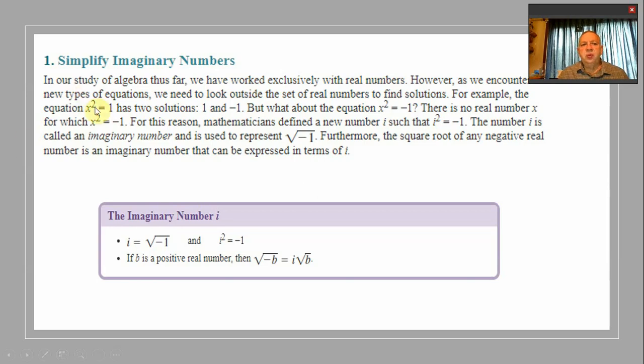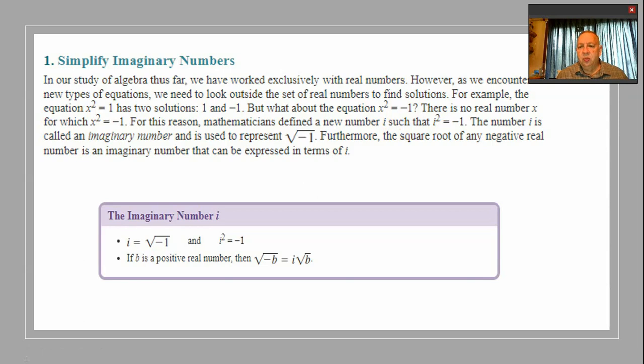Remember when we had x squared equal to 1 and we took the square root of both sides? We had two solutions of that, 1 and -1. But what if I've got the equation x squared is equal to -1? There's no real number x for which if I square it, I'm going to get -1. 1 squared would be +1, -1 squared would be +1. So I don't have any real number solutions that I know of yet.